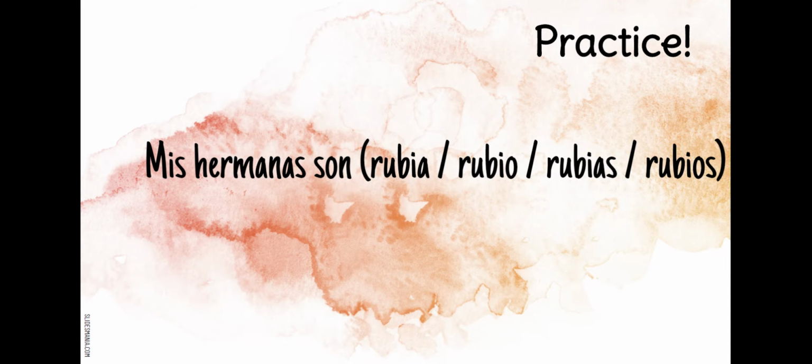Finally, mis hermanas son rubia, rubio, rubias, or rubios. Take a moment to think. If you have chosen rubias, you are correct, because hermanas, noting my sisters, has an AS ending, and that is feminine and plural. So I want to choose my adjective form that would be also feminine and plural. Rubias. My sisters are blonde.